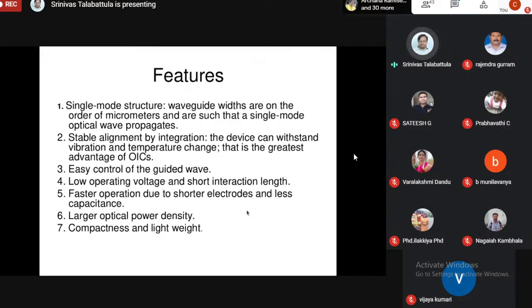So these are some of the features of photonic integrated circuits that people use. They are also based on single mode operation, so alignment problems are solved. You can have good control of the light that is propagating in these devices. You can operate them with low voltages and short interaction lengths. They can be very fast. Electrode and capacitive effects are very small. Optical power density is very high, so you can have nonlinear optical effects, and you can create single photon sources easily on the chip. And they are very compact, lightweight, and like VLSI, you have all the advantages.